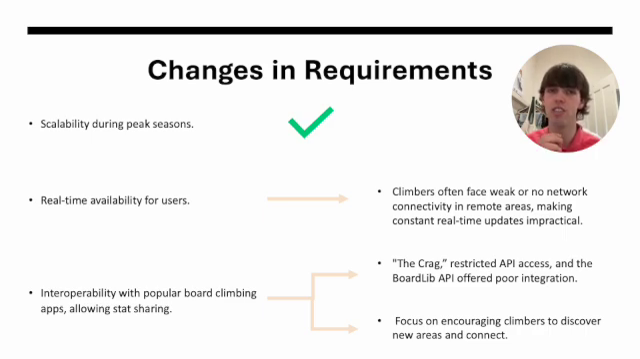Instead of tunneling in on statistics, we chose to integrate the OpenStreetMap API. This was to focus on encouraging climbers to discover new areas and connect by exploring our application. The updated priorities became offline availability, then scalability, and then interoperability.